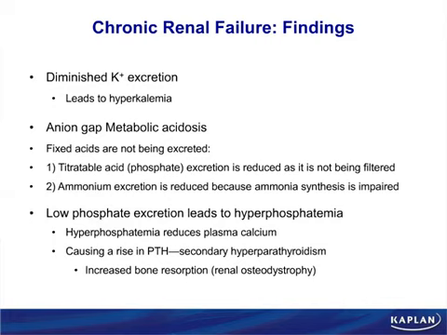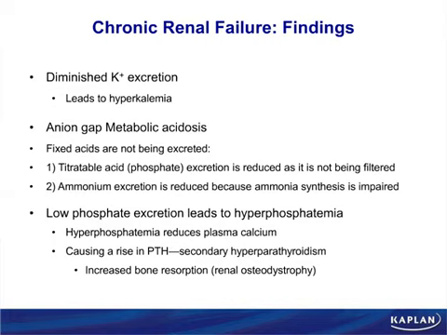Another reason is loss of the ability to synthesize ammonia. Remember, the proximal tubule cells synthesize ammonia. That ammonia is very important in buffering acids. So in renal failure, the proximal tubule cells have lost the ability to synthesize ammonia, and you cannot form ammonium, and that leads to an acidosis. Again, in renal failure, you have lost the ability to excrete fixed acids, and that's why you develop an acidosis.